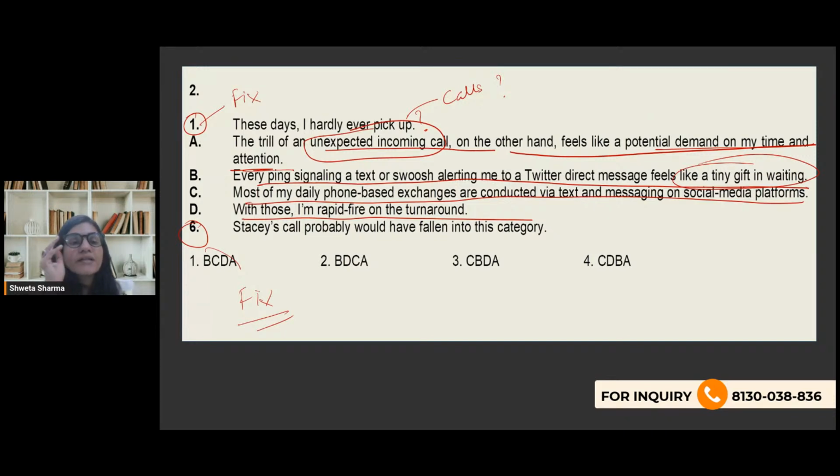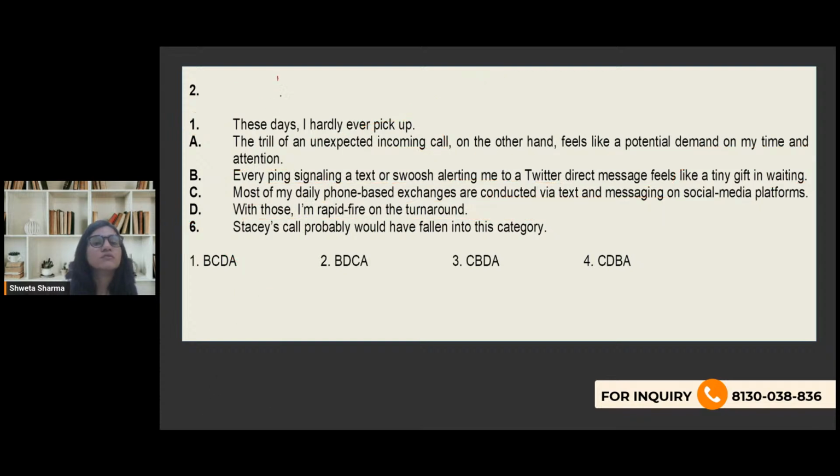So how do you find that 1 and 6 can be fixed here? I hardly ever pick up. Most of my daily phone exchanges are conducted by text messaging.